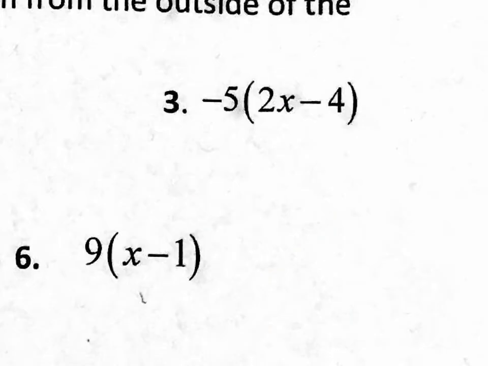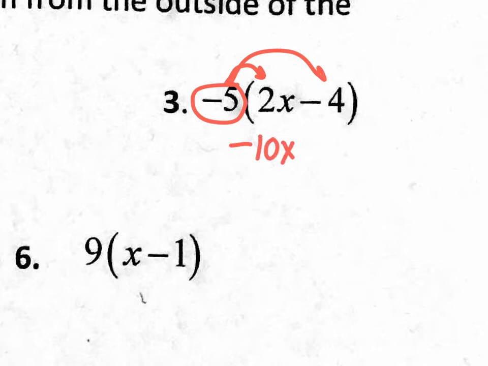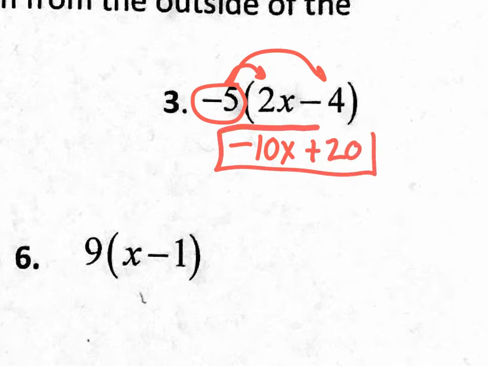Jumping to number 3, skipping around, that is, we're going to take this minus 5 and distribute it to each of those terms. So negative 5 times 2x, remember, negative 5 times 2, that's negative 10, and then you just bring down the x right there, because you can multiply numbers with letters, right? And how about negative 5 times negative 4? Negative 5 times negative 4, if you call that a negative, that's going to be a positive 20. Ladies and gentlemen, that is your answer for the distribution problem on number 3.